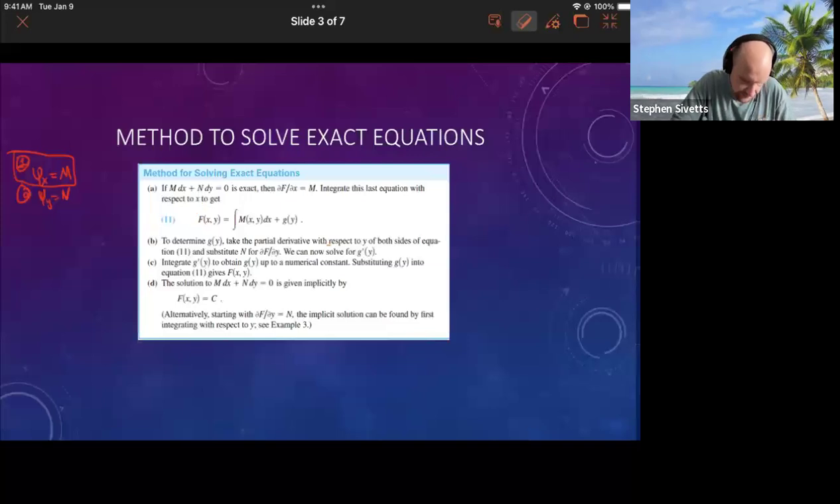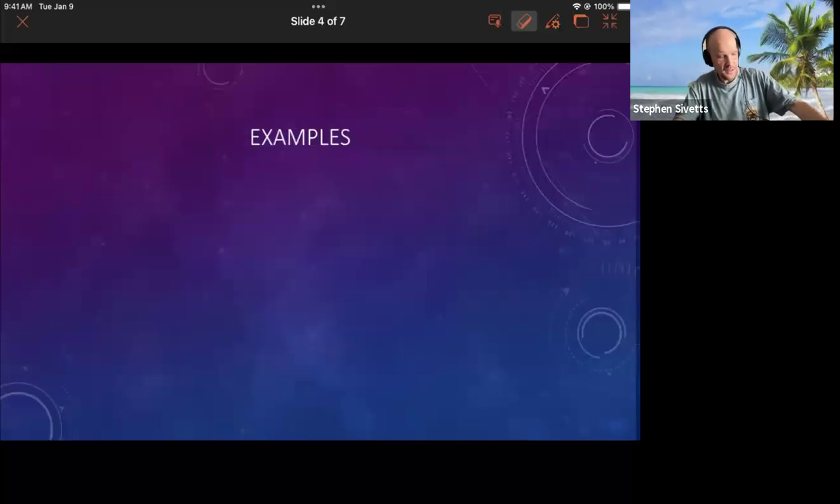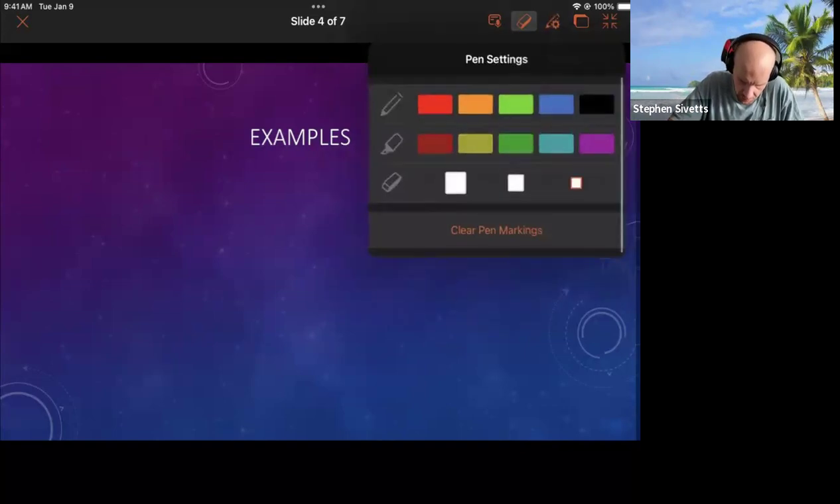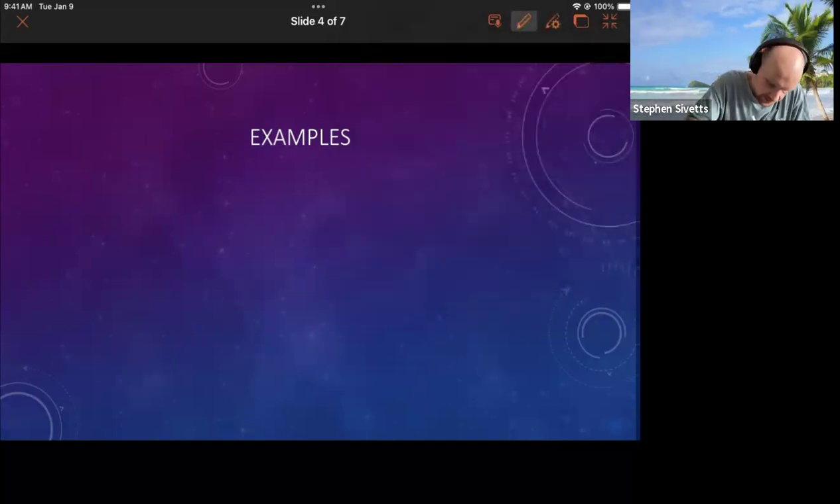solve an exact differential equation. Okay, so let's go over this one first. In order to solve an exact differential equation, we need to determine if it is exact, right?